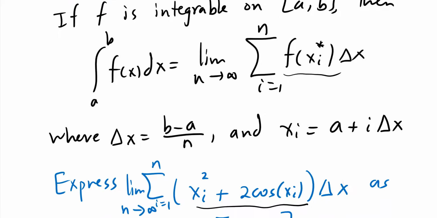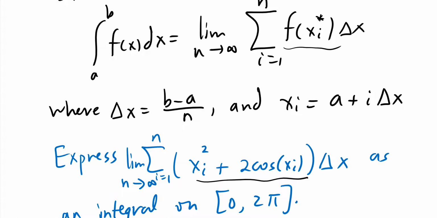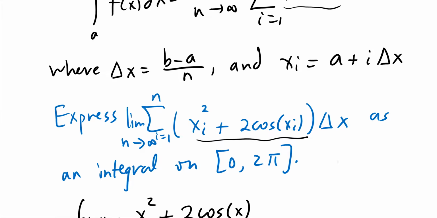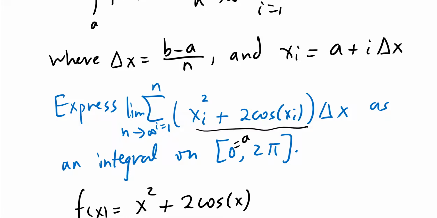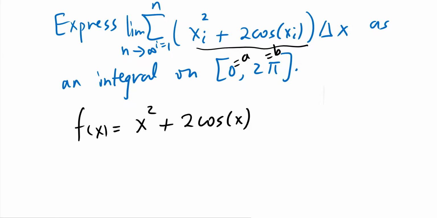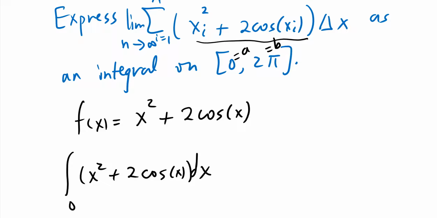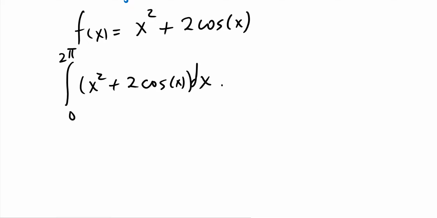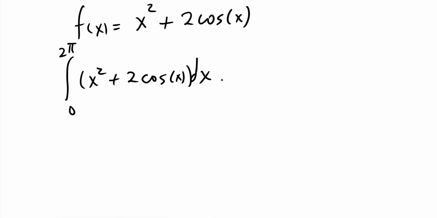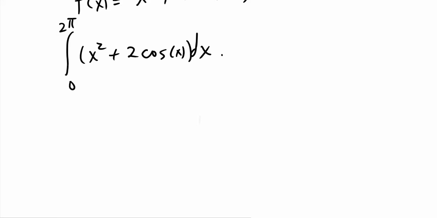And then what else do we have here? They give us an interval from 0 to 2 pi. That means from x equals a to x equals b. So the limit they give us can be expressed as the integral of the function f of x dx from 0 to 2 pi. Okay, so that's all we have to do. We need to express it as an integral, and that's what the integral is.